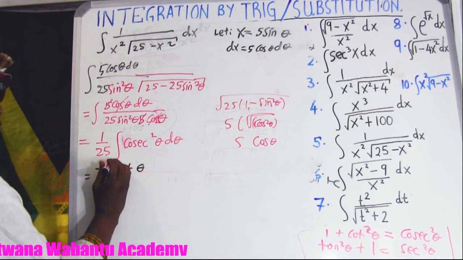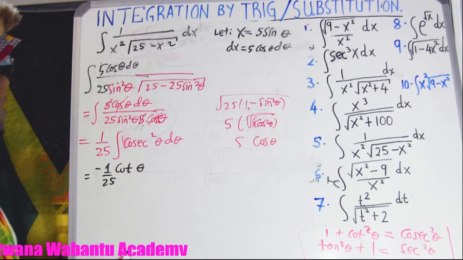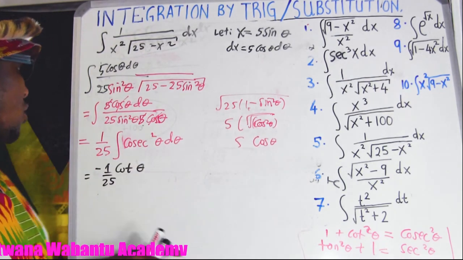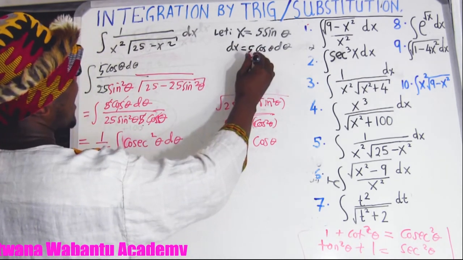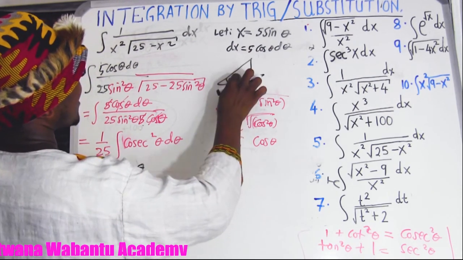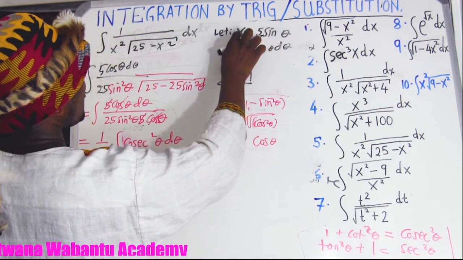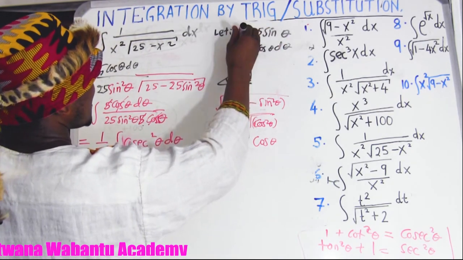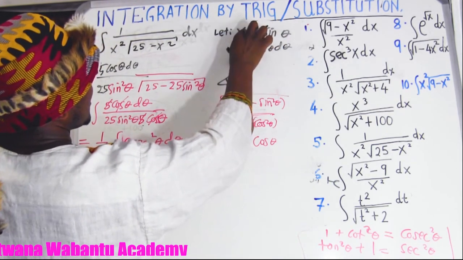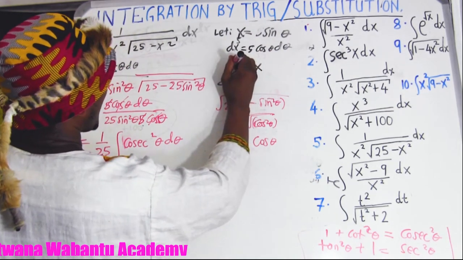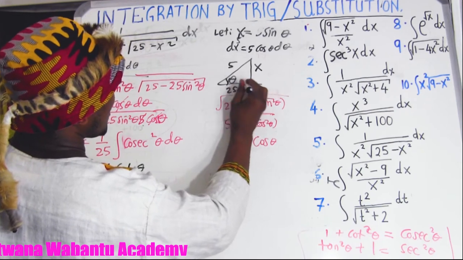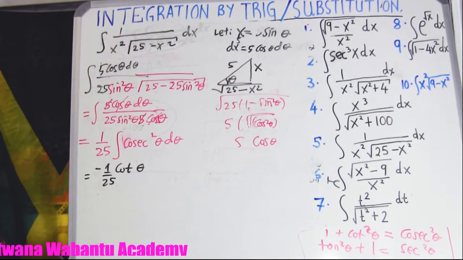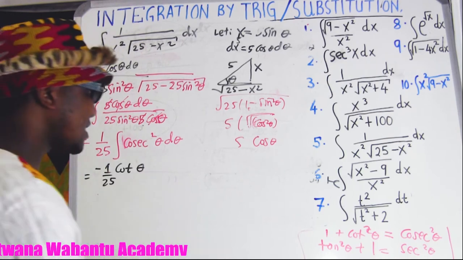But remember, we're not going to use cot here, because the question is given in terms of x. So we have to play the same game we did before. Let's draw a small triangle. This angle is theta. Sine equals opposite over hypotenuse, so the opposite is x and the hypotenuse is 5. The adjacent is the square root of 25 minus x squared. Now, what is cot? Cot is the opposite of tan.